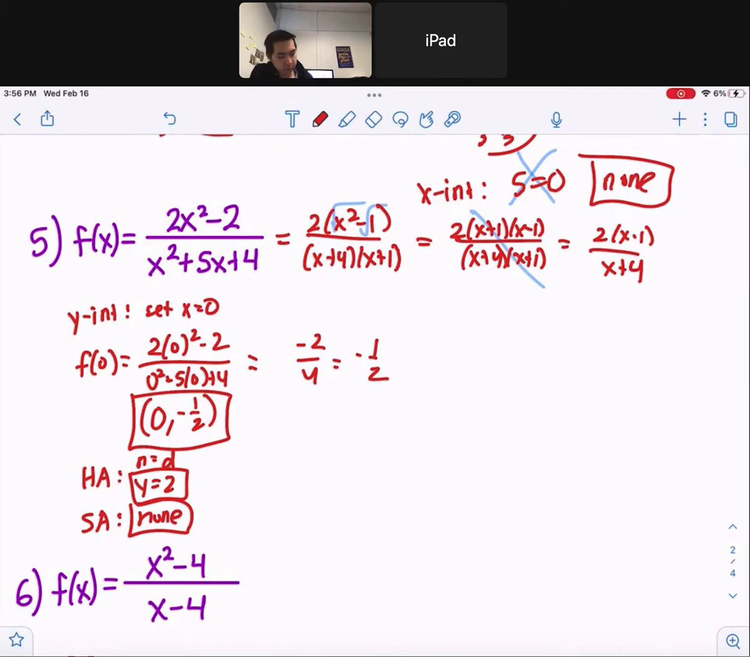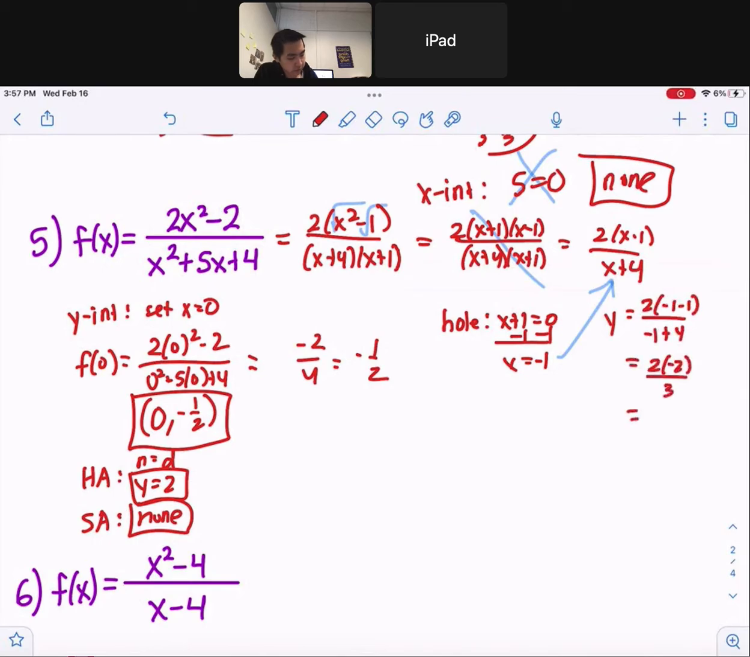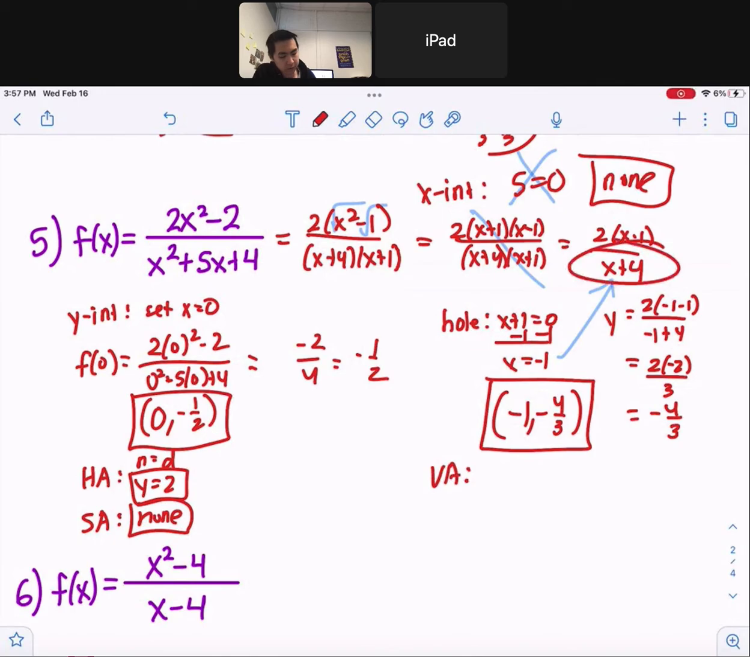Okay, now it's time for the second half. Hole, set what we canceled equal to 0, which was x plus 1. Subtract 1 from both sides, x equals negative 1. Plug this into the reduced to find your guys' y value. So y equals 2 times negative 1 minus 1 all over negative 1 plus 4. 2 times negative 2 all over 3, negative 4 thirds. So we're going to get negative 1 comma negative 4 thirds for the hole. Vertical asymptote, set the denominator equal to 0, which is x plus 4. X equals negative 4 for the vertical asymptote.